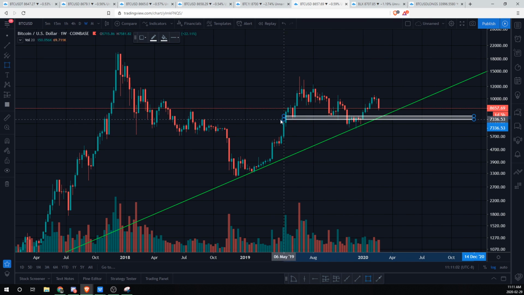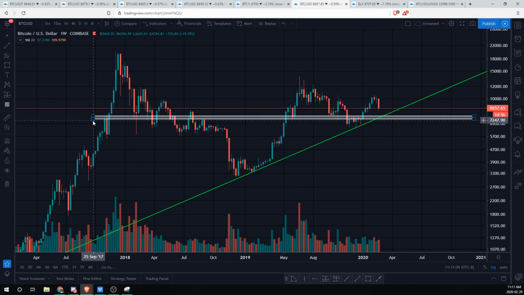We see it as a strong level of both resistance and support in the previous time frames back in 2019, and then also in 2017, we saw it as a key level of resistance right here, of around 7.5K, and then we see it used as a support, and then it was used as a support again.